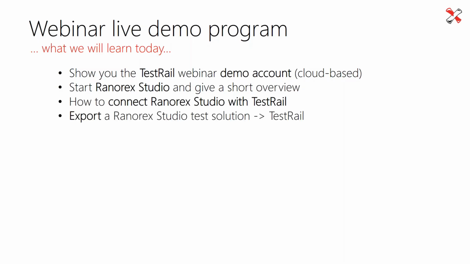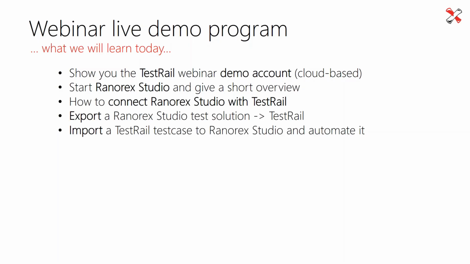Our first demonstration of using this integration is going to be exporting that little test we created against the demo application into TestRail, and the steps for doing so. On the other hand, we'll switch over to TestRail, maybe create a test case or modify one, and show you how to take that test case from TestRail, import it into a Ranorex Studio project, and then automate it.